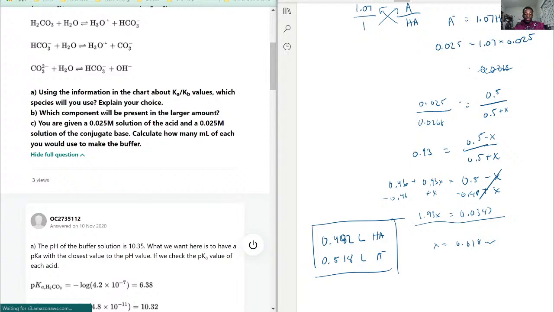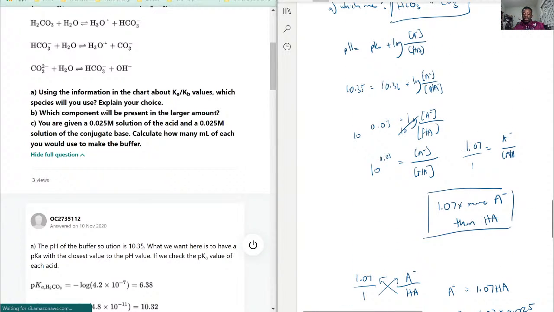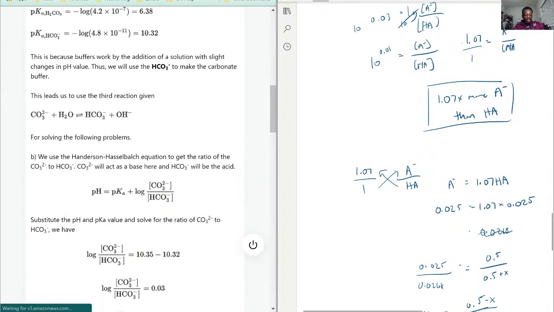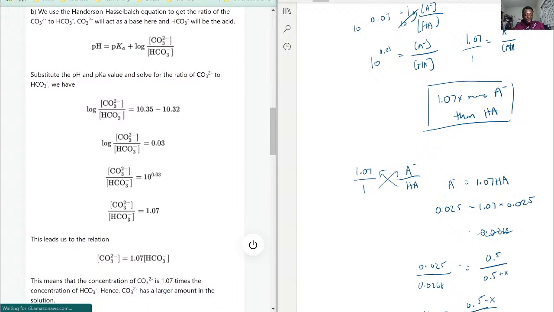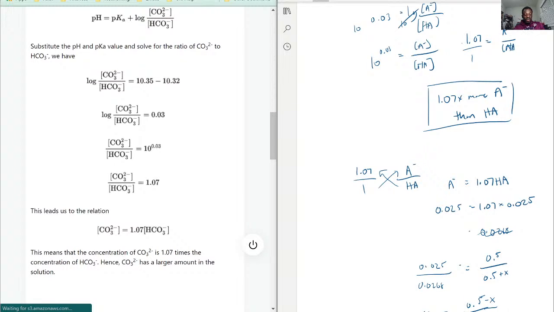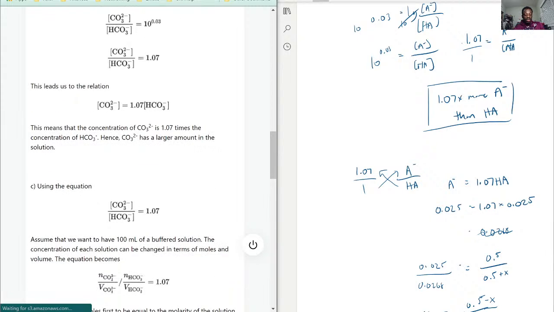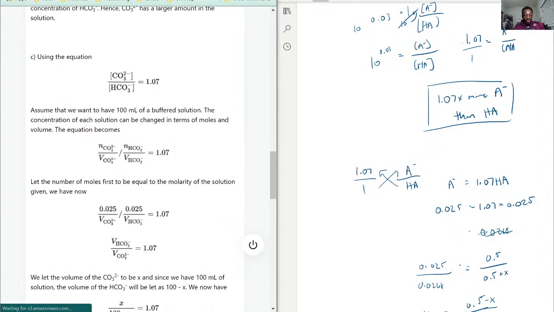That one's a little bit more complicated in terms of how to figure it out, but you just have to make sure first that you know what you're solving for, based on the relationship we established here. So the difference is 1.07, which means CO3, the base, is 1.07 times more than the acid. CO3 is a larger amount, so perfect, that's what we wanted. And then using that equation, they're able to break it apart into this equation here.